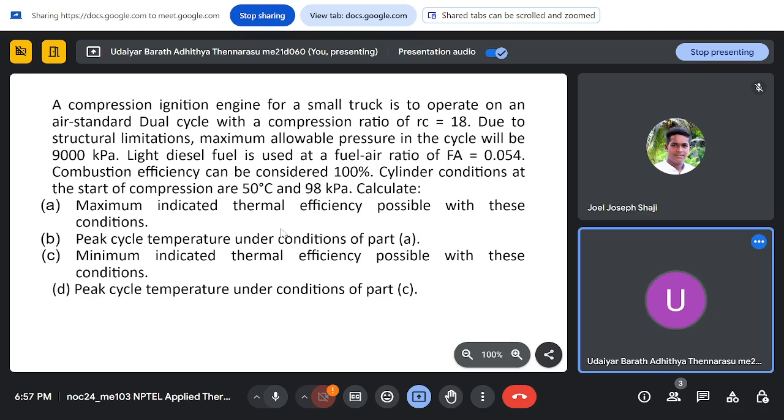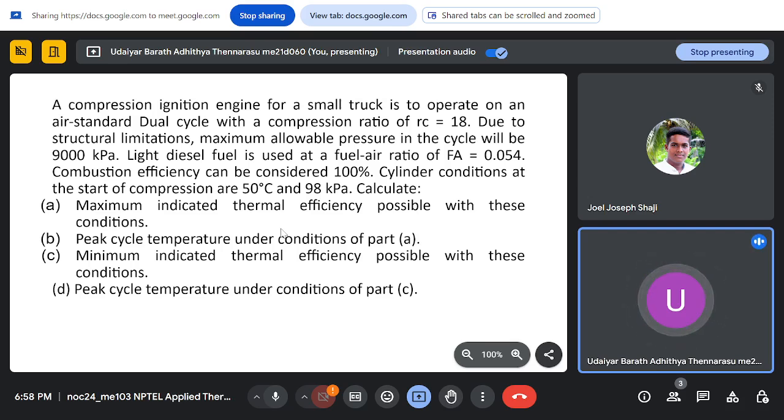You see, it's given that a compression ignition engine for a small truck is to operate on an air standard dual cycle with a compression ratio of RC equals 18. Due to structural limitation, the maximum allowable pressure in the cycle will be 9000 kilopascal. A light diesel fuel is used at a fuel air ratio of 0.054. So fuel air ratio is m dot f by m dot a. Your combustion efficiency can be considered 100%.